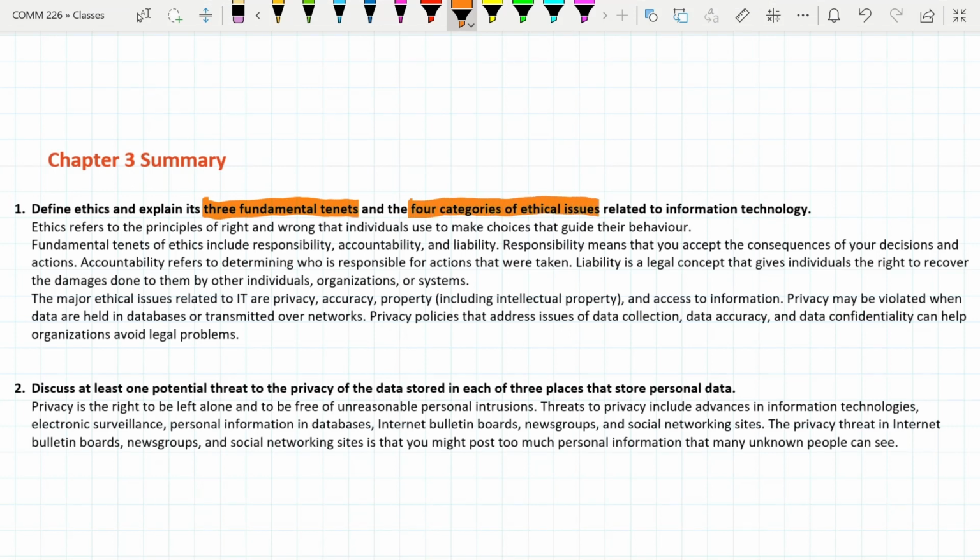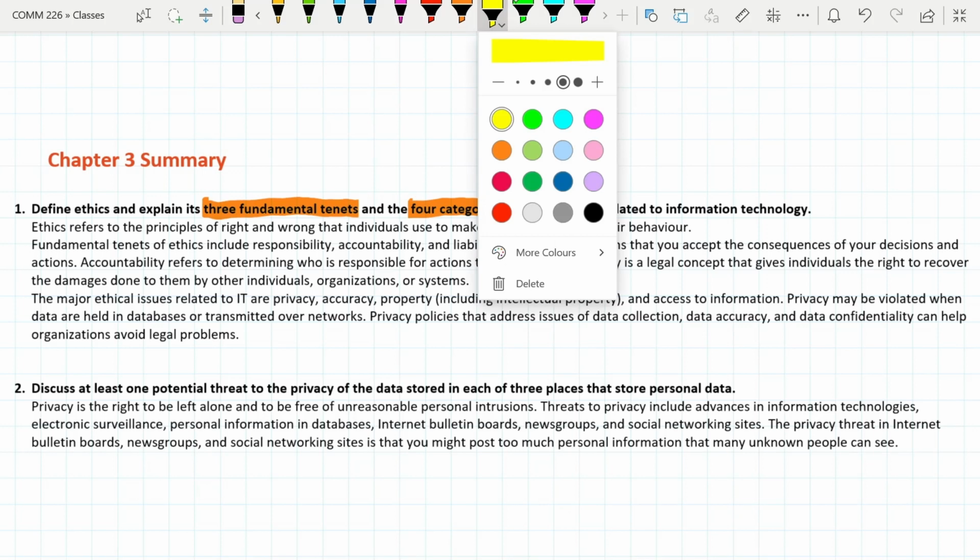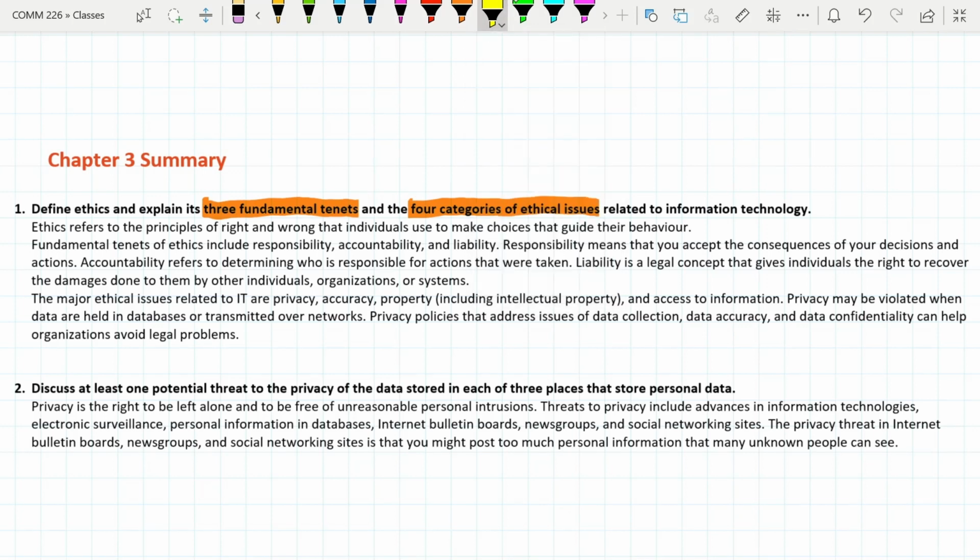So ethics refer to the principles of right and wrong that individuals use to make choices that guide their behavior. Fundamental tenets of ethics include responsibility, accountability, and liability. Responsibility means that you accept the consequences of your decisions and actions. Accountability refers to determining who is responsible for actions that were taken. Liability is a legal concept that gives individuals the right to recover the damages done to them by other individuals, organizations, or systems.